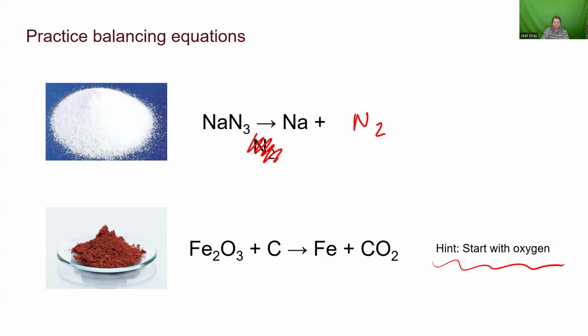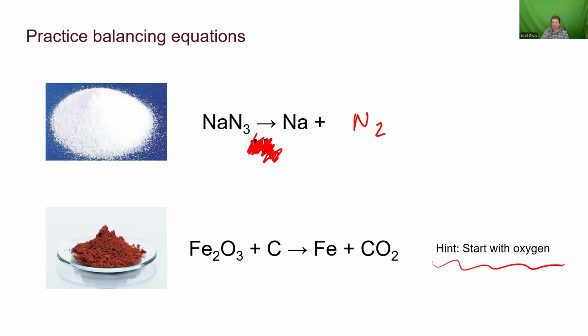Now, in this problem, let's go ahead and look at our sodiums. There's one sodium on the reactant side, or the left-hand side of the chemical reaction. And then lo and behold, there's one sodium on the product side. Okay, we're balanced there. Great. Then we've got our nitrogens. Okay, well, three nitrogens versus two nitrogens.